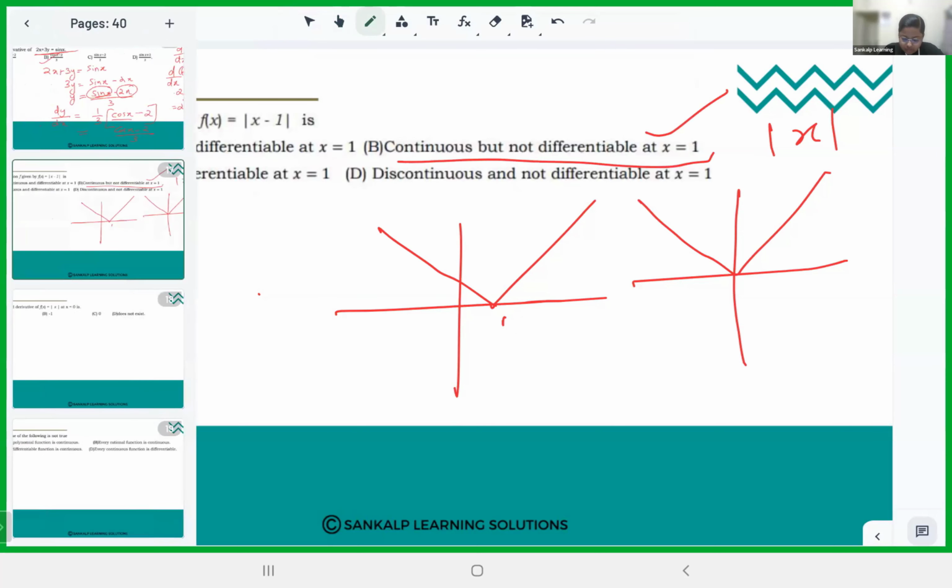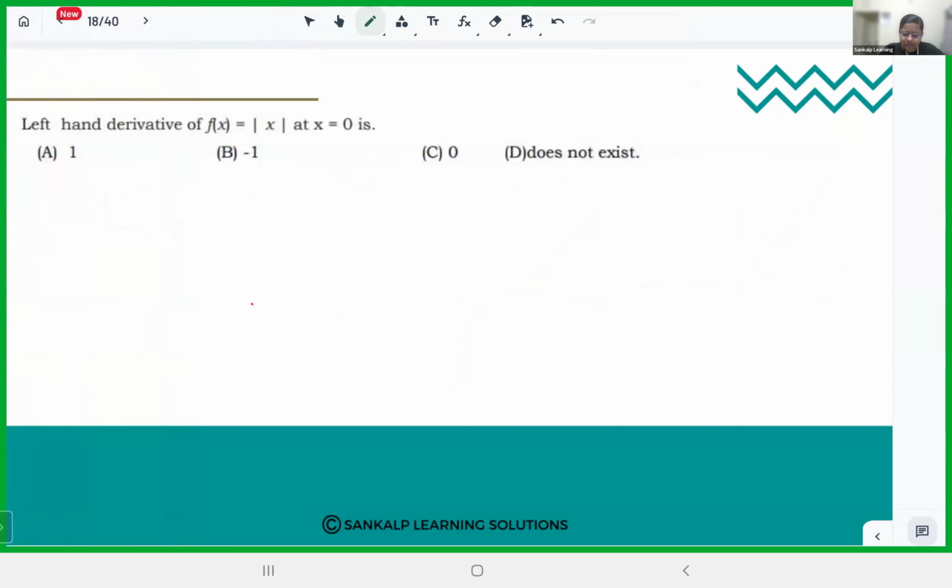All right, so we are moving on to the next question. Left hand derivative of f of x equal to mod x at x equal to 0. Here again you have been given the modulus function, but you have to find out the left hand derivative. So how will you do that?